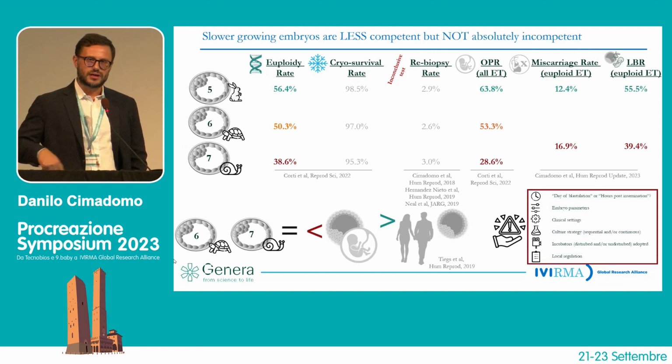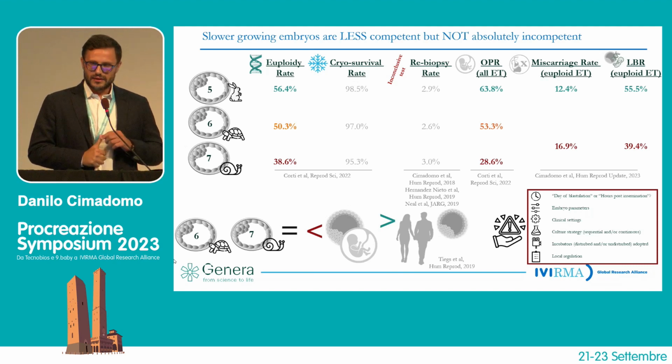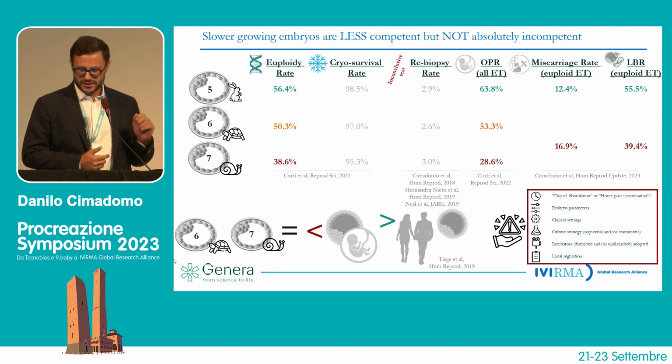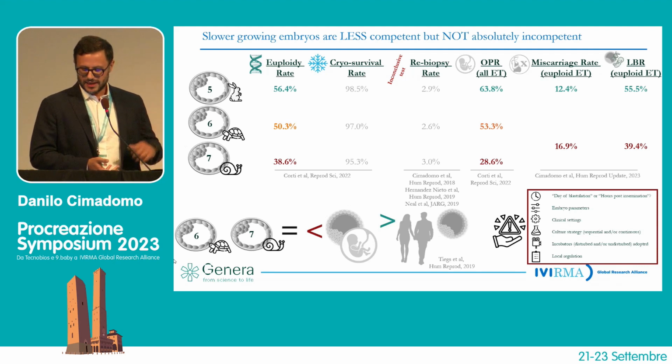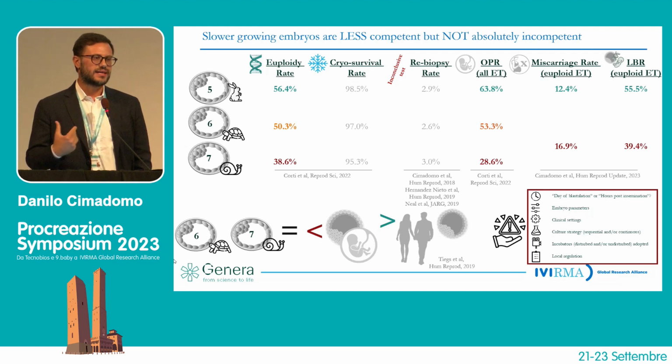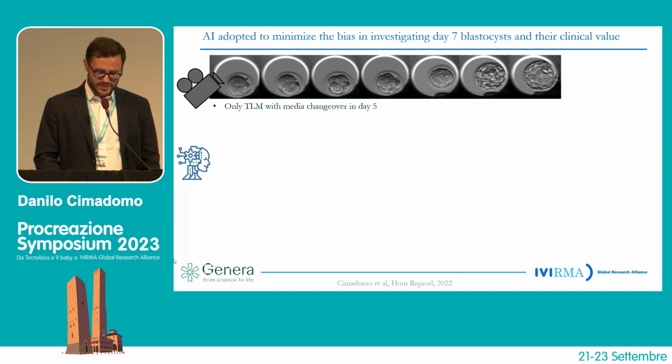What are the issues of all these studies included in this meta-analysis summarized in this slide? Day 7 was defined based on day of blastulation, not really based on hours post-insemination. The embryo parameters, clinical settings, culture strategies, and local regulations were very, very heterogeneous across all the studies.